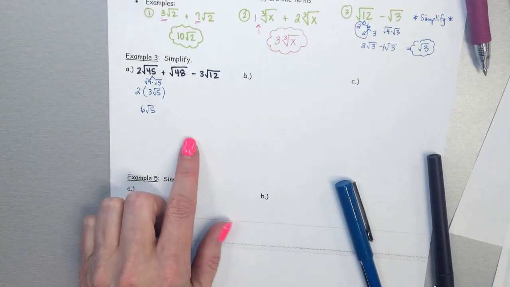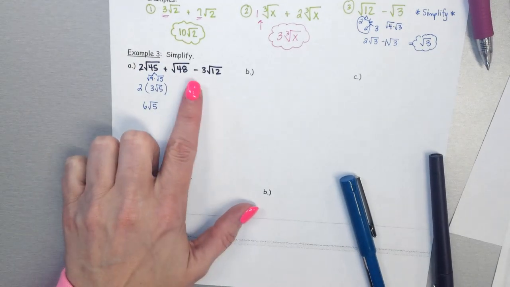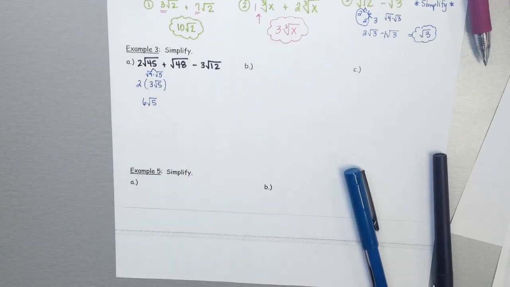I'm going to give you a moment to simplify the next 2, and then we'll go over our final answer together. So I want you to go ahead and simplify 48. You can factor tree, you can pick out the perfect square.